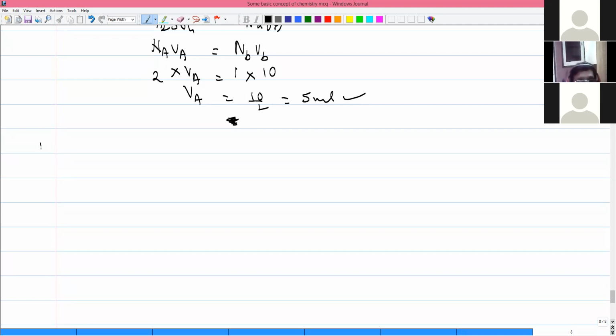ऊपर से भरना पड़ेगा. हाँ, ऊपर वाले के घर पे जाना पड़ेगा ना.